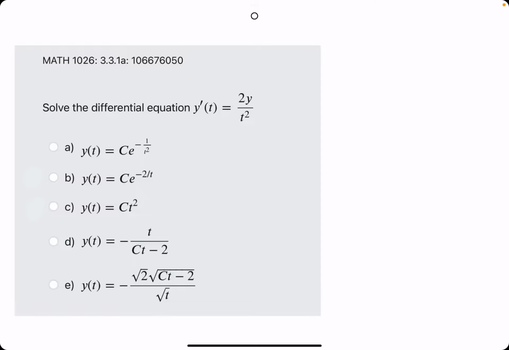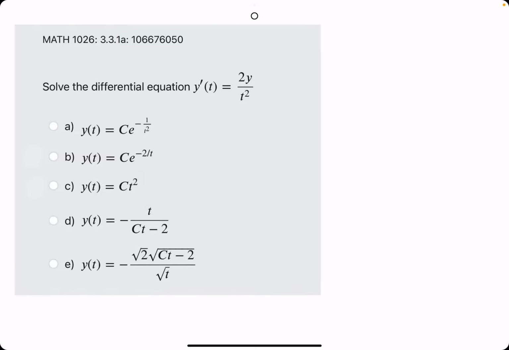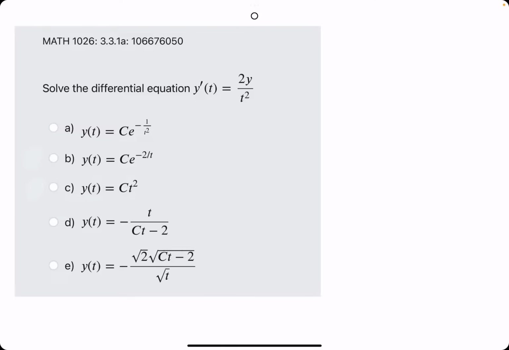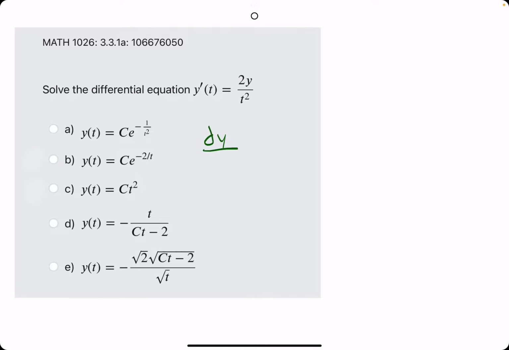Okie dokie. In this problem, we will be using the method known as separation of variables in order to identify a general solution y of t to this differential equation. So let's talk about the first step. We want to first rewrite, anytime we see y prime of t, just go ahead and rewrite it as dy over dt. So we'll have that equals 2y over t squared.